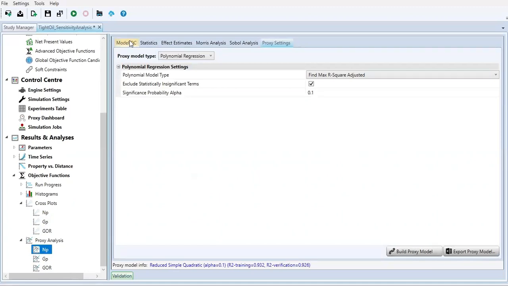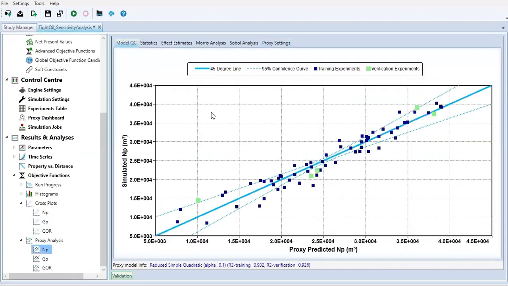Okay, the first one, model QC. I think it's one of the most important for all this analysis, by the way, the proxy analysis. So you see the proxy predicted NP, cumulative oil production, on the horizontal axis, and the simulated NP on the vertical axis. You see this 45-degree line, the blue line, right? And the blue dash line, the 95% confidence curve.